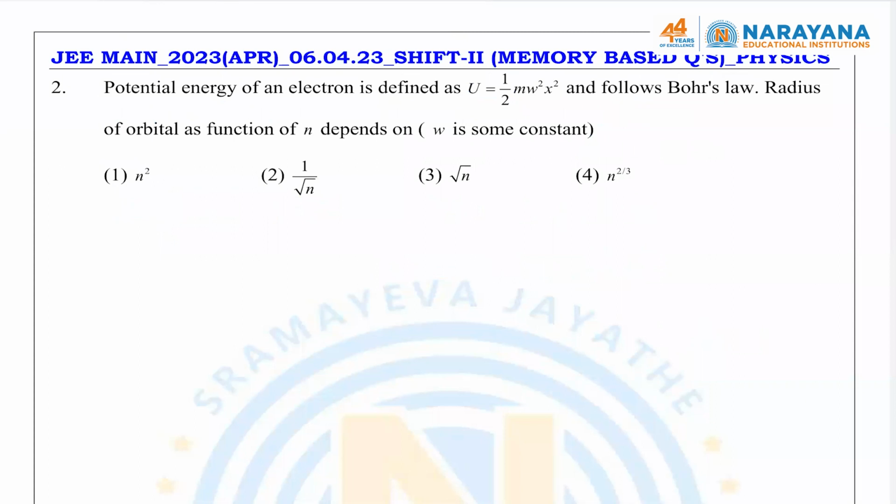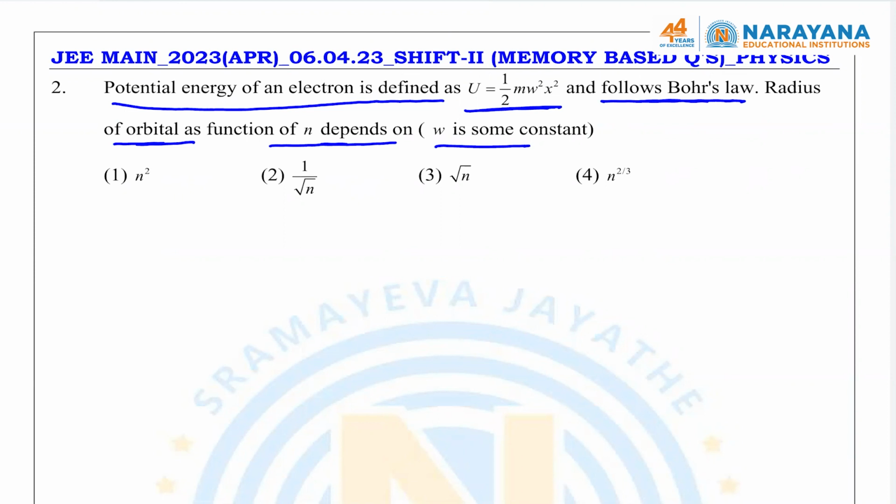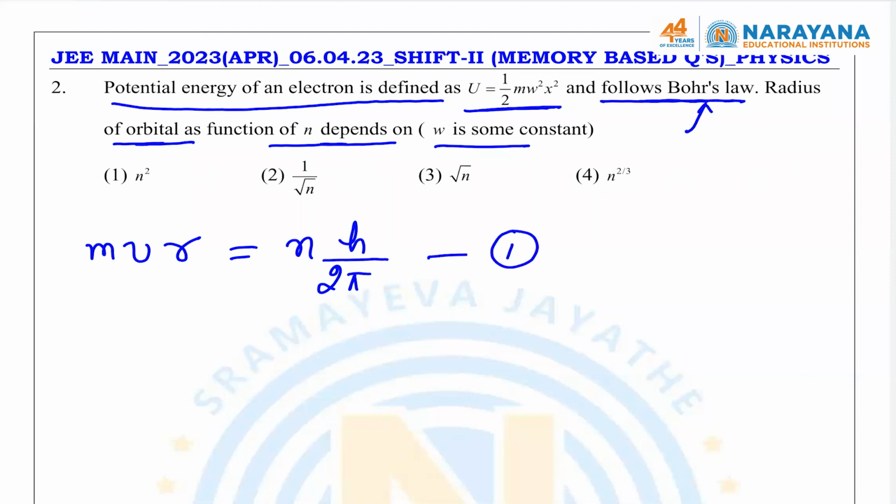So this is a good question. The potential energy of an electron is defined by U equals half m omega square x square, and it follows Bohr's law. We want to find the radius of the orbit. So this is based on Bohr's atomic model. In Bohr's atomic model, the key idea is mvr, the angular momentum, is n times h over 2 pi. Whenever you see Bohr's law, the first thing that should come to your mind is this.